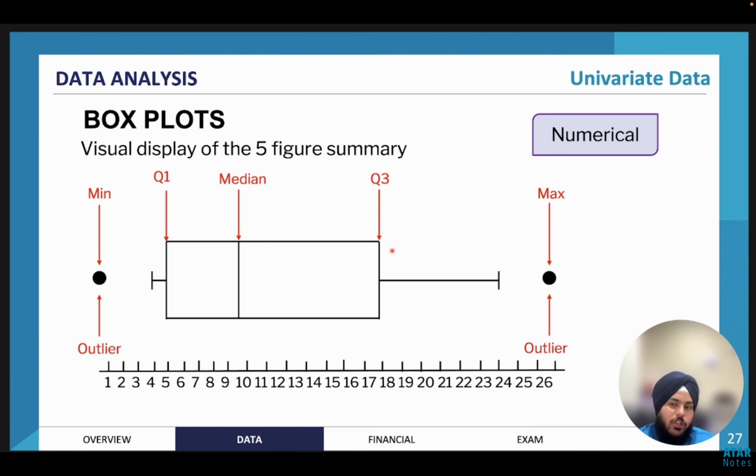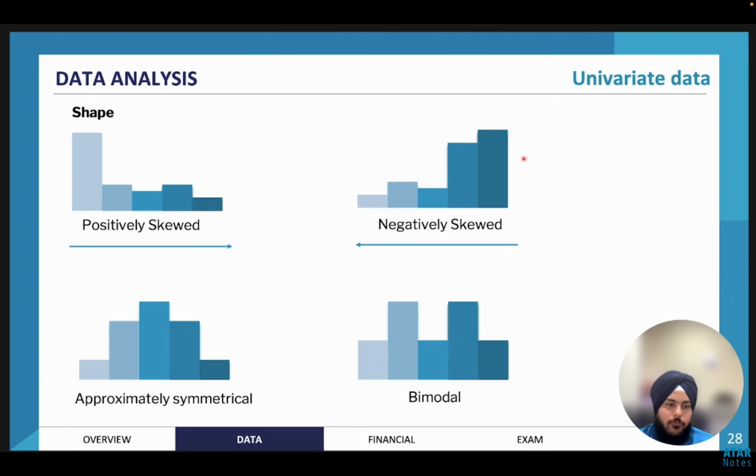And we'll have a look at the shape of the data in a sec on the next slide. This is really important because we can quickly see whether the data is negatively or positively skewed, or what the shape of the data is, as well as quickly estimating the 5-number summary. So it's a really good display of the 5-number summary here.